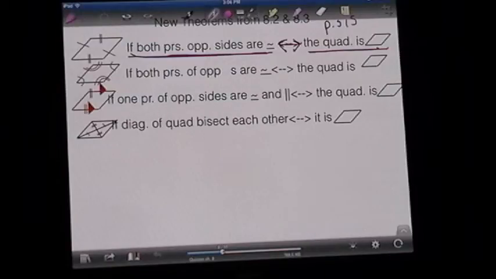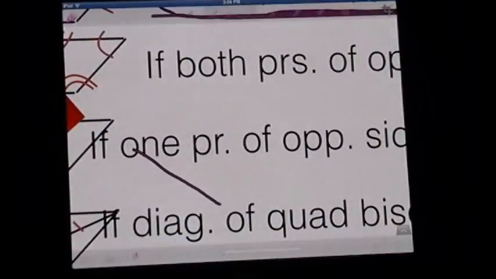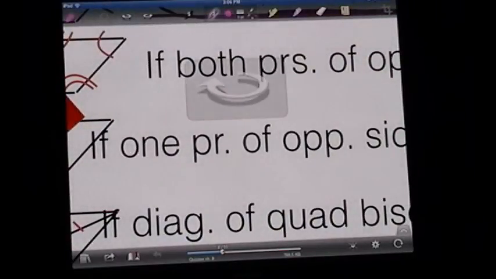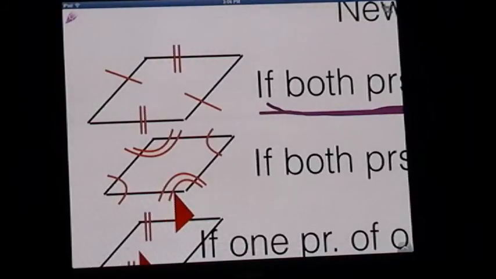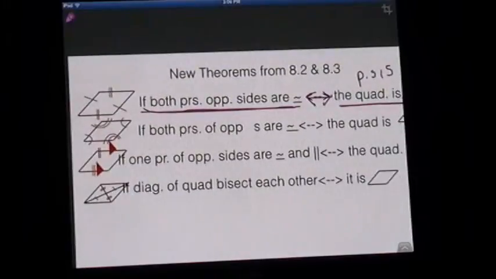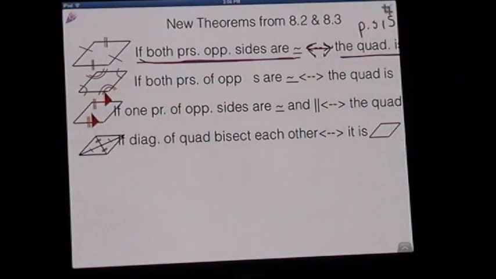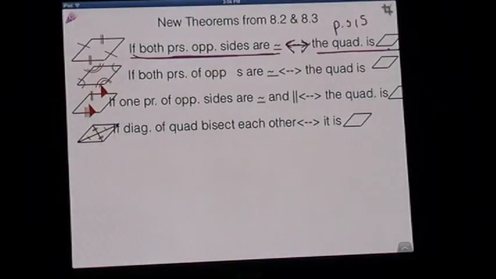And then I have put a picture with each one. Okay? So if both pairs of opposite sides are congruent, the quadrilateral is a parallelogram. Here's a picture of that. Okay? And this one says if both pairs of opposite angles are congruent, then it's a parallelogram. And again, you can stop and copy these down, or you could email me and ask me to send you the whole presentation. I can do that.